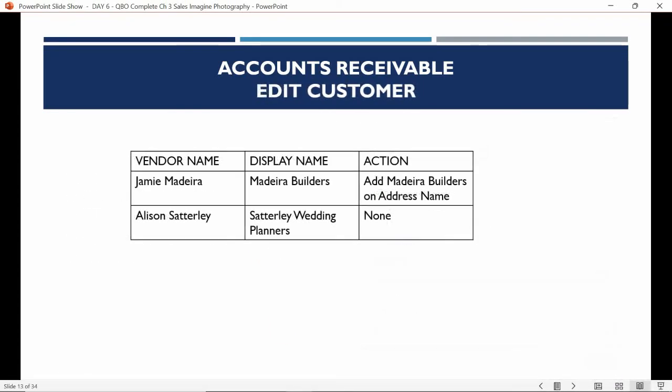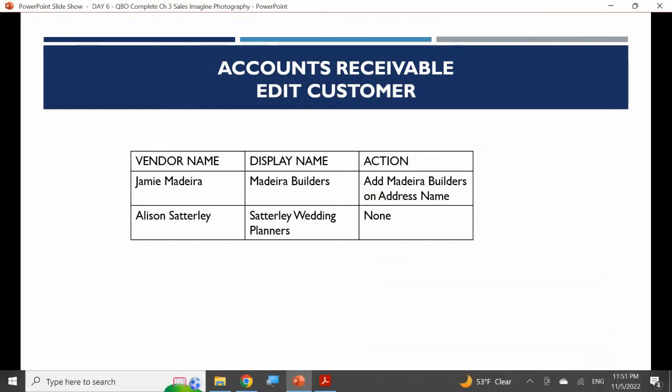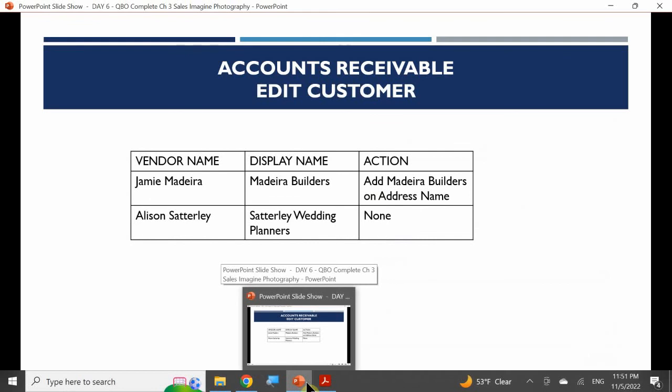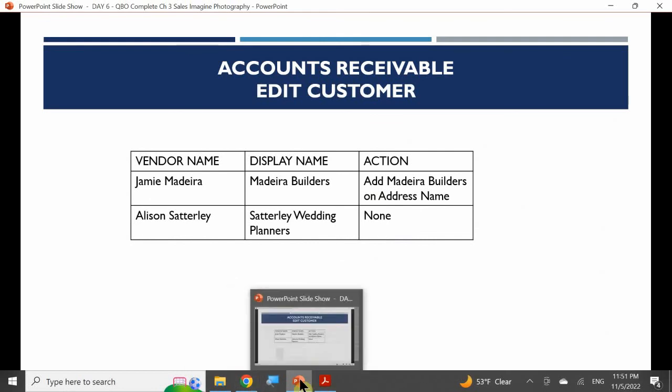Okay. So let's go ahead and edit a few of our customers here. First one, we got Jamie Madeira, and then we have Allison Satterley, right? We're going to change their display names to these right here, right? We're going to change it to Madeira Builders, and then we're going to have Satterley Wedding Planners, okay? And again, we're going to add Madeira Builders on the address name, okay?